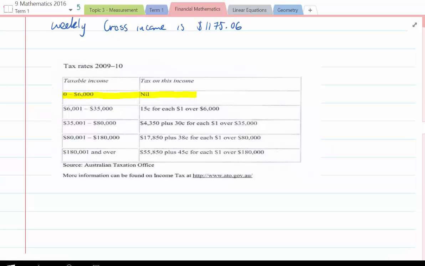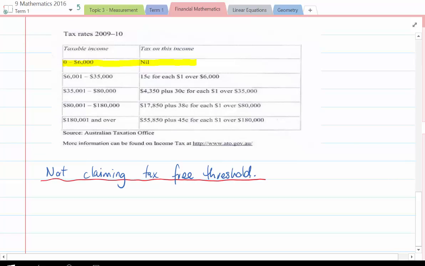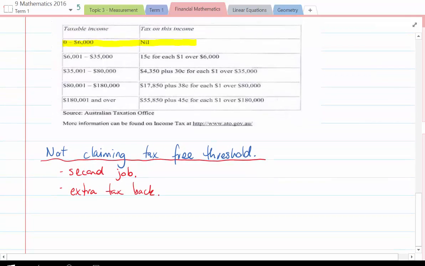Now this leads us into our last little topic, and that's when people are not claiming the tax-free threshold. So you won't get many questions with this, but it's good to understand. If somebody has a second job, generally, they will not claim the tax-free threshold. You can only claim it once, or if they just want extra tax back. So at the end of the year, when they make sure that the person's paid the right amount of tax, they work out they've paid too much and they'll get more money back. It's a bit of a tricky way to save money.